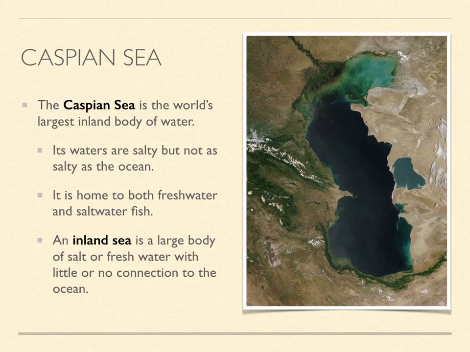Caspian Sea. We've looked at this before when we talked about Central Asia and the Caucasus. On the southern end of the Caspian Sea is the nation of Iran. The Caspian Sea is the world's largest inland body of water. Its waters are salty, but not quite as salty as the ocean. It is home to both freshwater and saltwater fish. An inland sea is a large body of salt or freshwater with little or no connection to the sea.